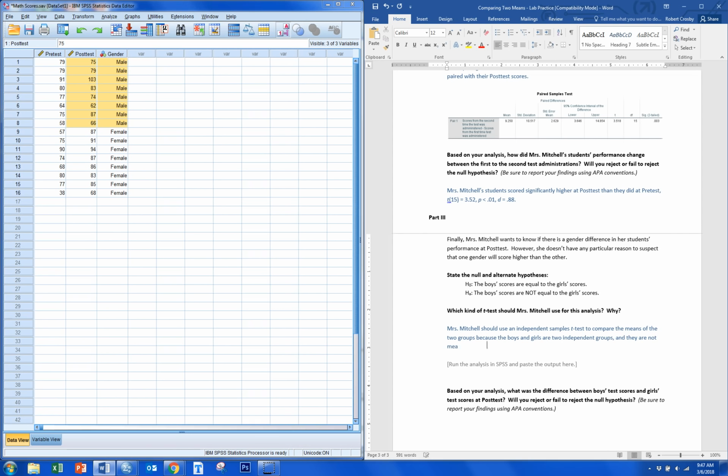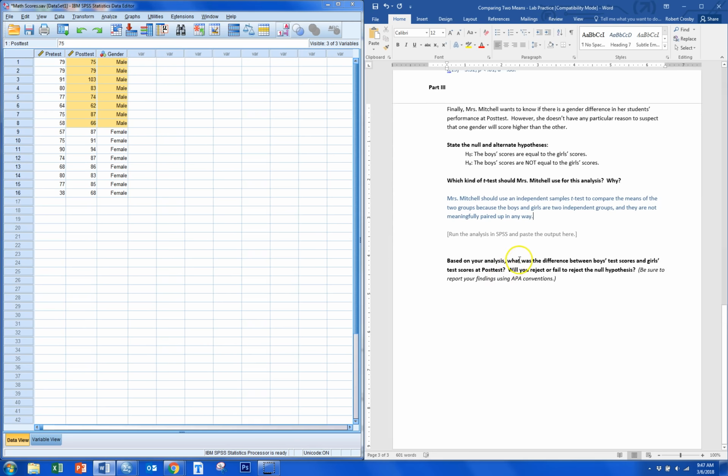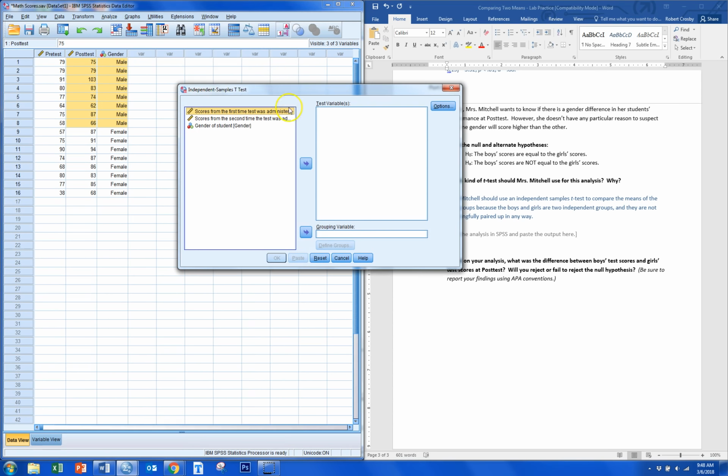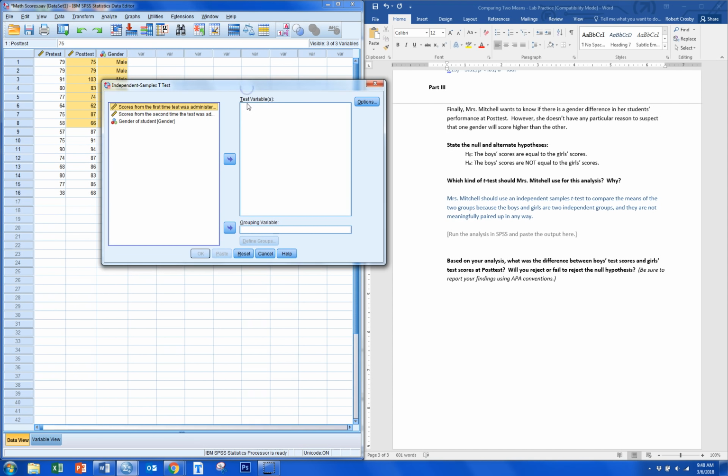And they are not meaningfully paired up in any way, right? That's why. Run the analysis in SPSS and paste the output here. So we're going to go to Analyze, Compare Means, Independent Samples t-test. So we'll click on that, and it's going to ask for a test variable and a grouping variable.